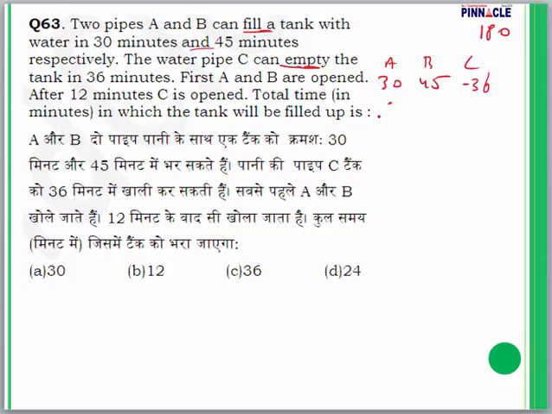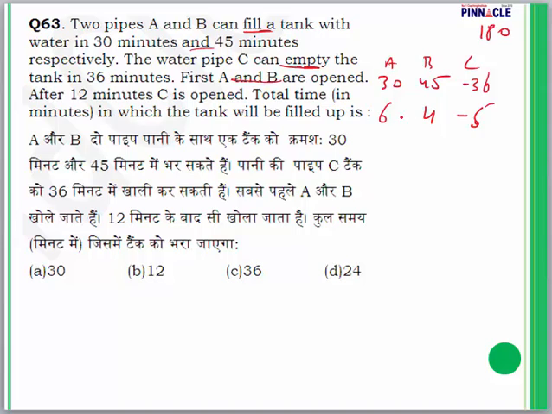In 1 minute, A is filling 6 units, 180 divided by 30. B is filling 4 units, 180 divided by 45, and C is emptying 5 units, 180 divided by 36. If they are filling 6 units and 4 units, then it will be emptying 5 units.